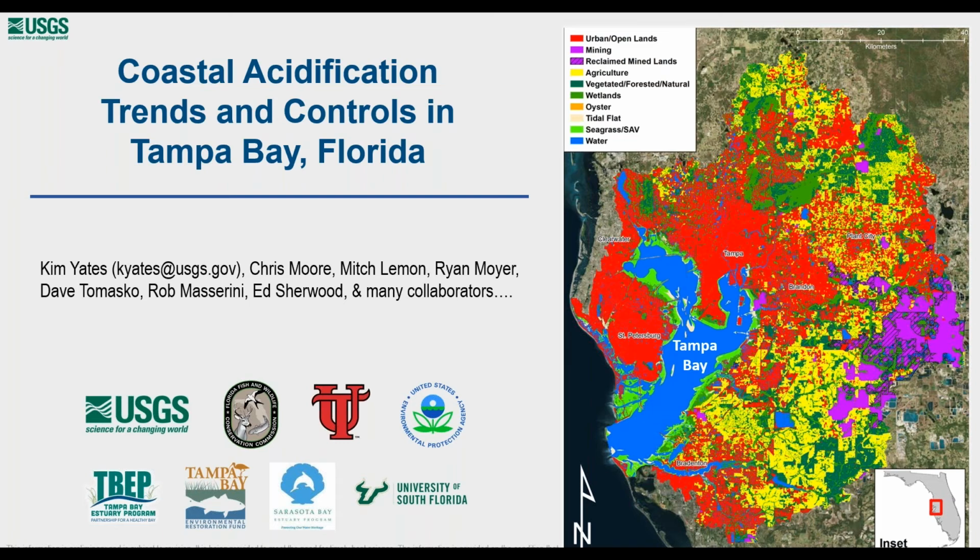Much of Florida, including Tampa Bay, sits on carbonate bedrock and sediments that can dissolve during low pH conditions. And despite the extensive urbanization throughout the watershed, Tampa Bay has more than 40,000 acres of seagrass around its perimeter, which you can see in green on the map. And this affects pH and CO2 through photosynthesis and respiration. Next slide, please.